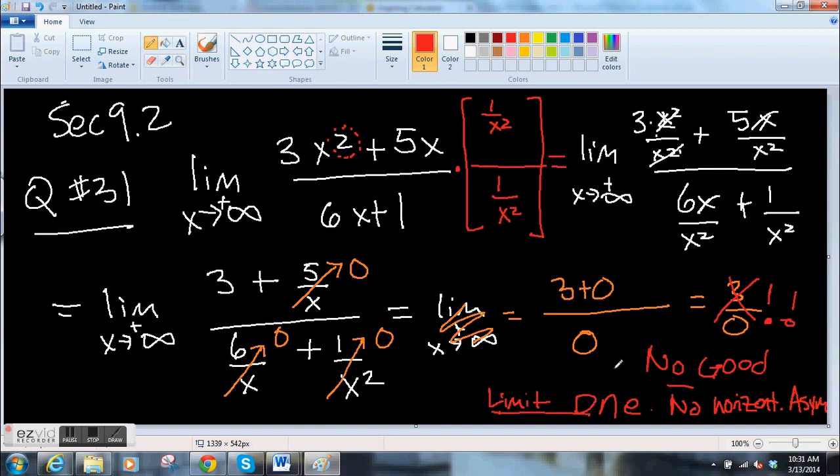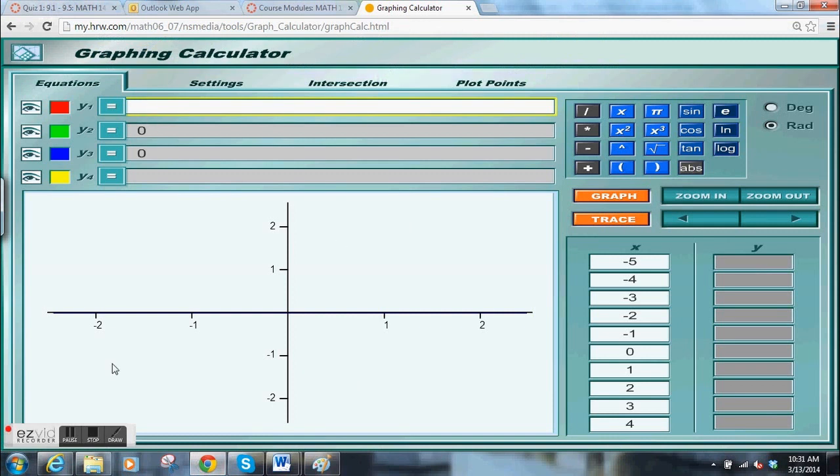So remember, they were asking you to evaluate the limit. Well, you can evaluate it like this by saying the limit doesn't exist. That's acceptable. So going here, I'm going to put this into the graph. Wait for it. Okay, so here it is. 3x squared plus 5x divided by 6x plus 1, graph it.